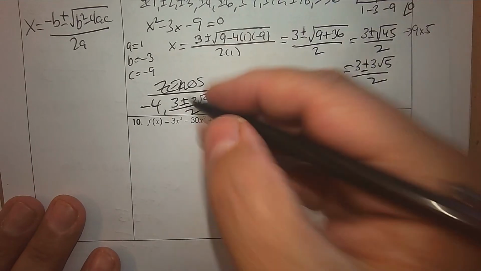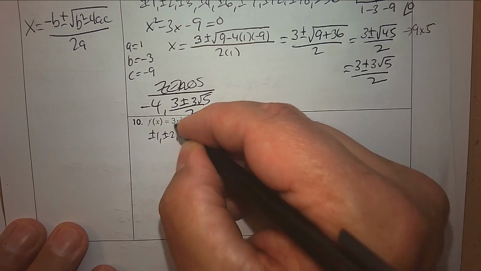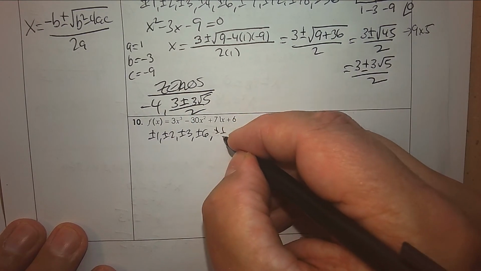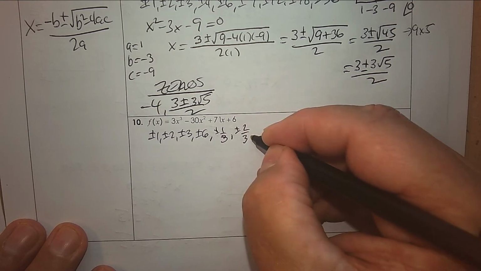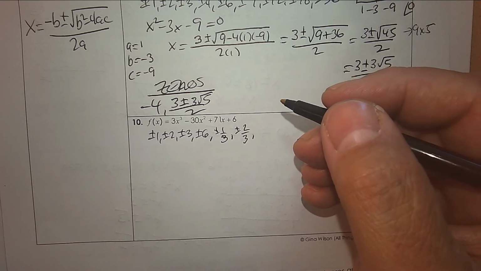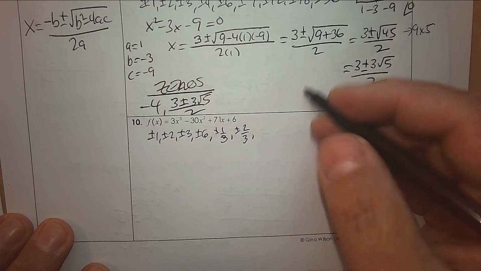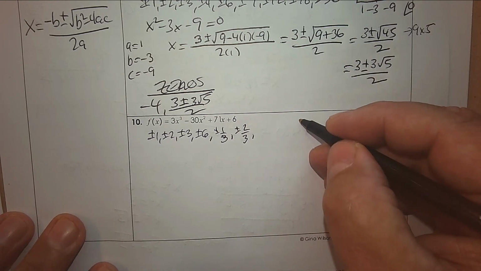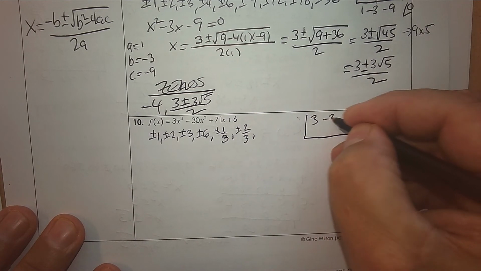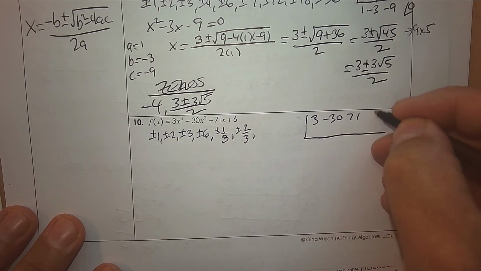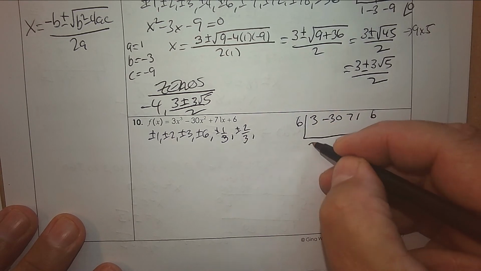10. Create a list. 1, 2, 3, 6, and then divide it by 3. So 1/3, 2/3, 3 over 3, and 6 over 3 are already on my list. And there it is. Synthetic division. So that's 3, -30, 71, and 6. Doesn't add up to 0. Positive 1 doesn't work. Actually, the one that works is 6.